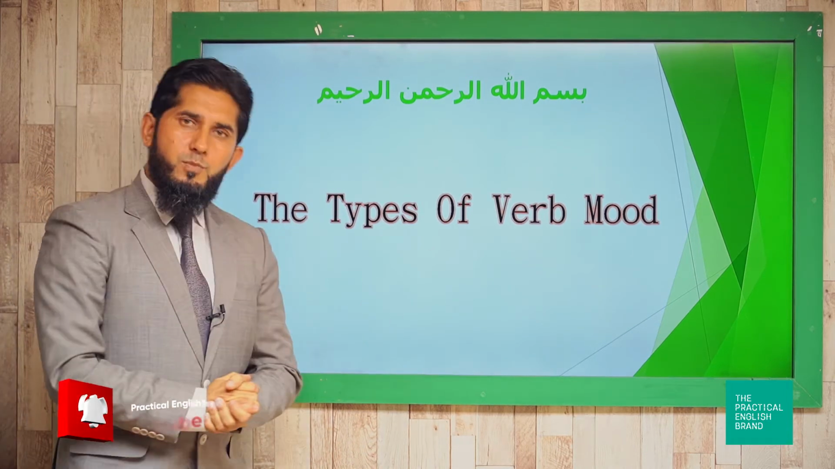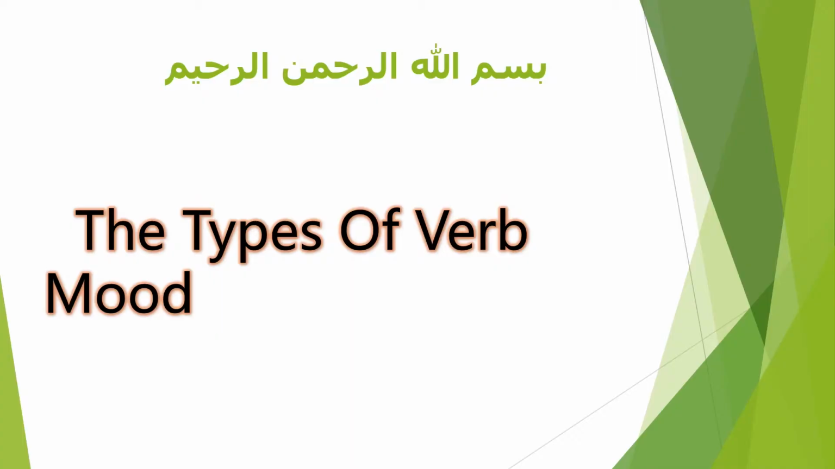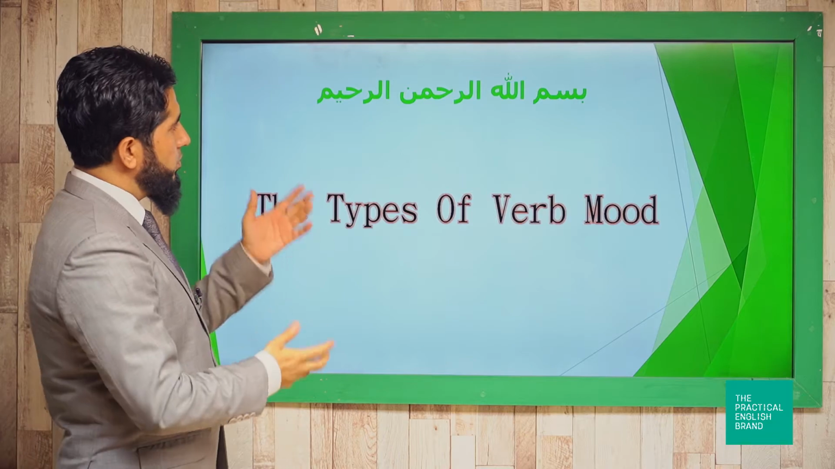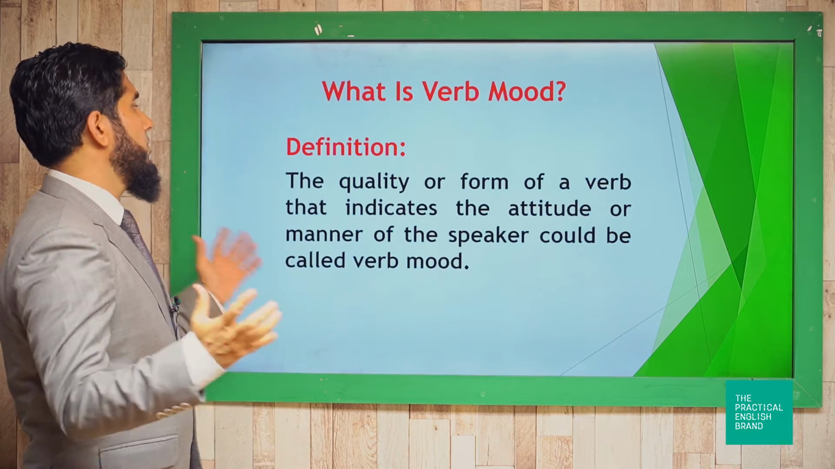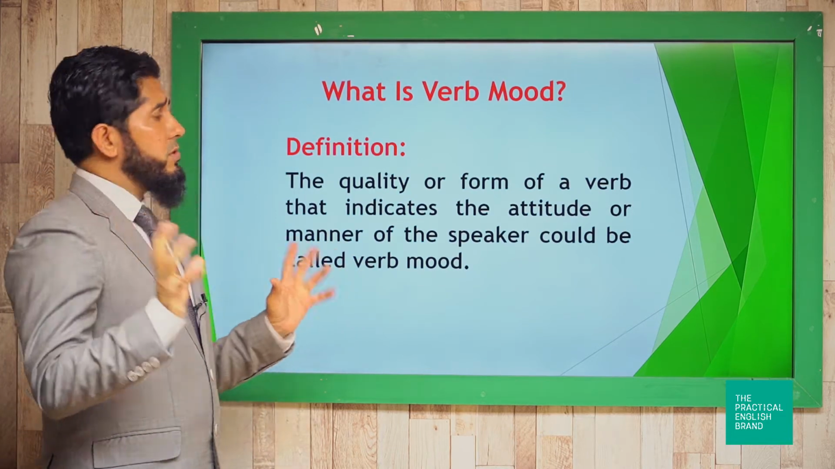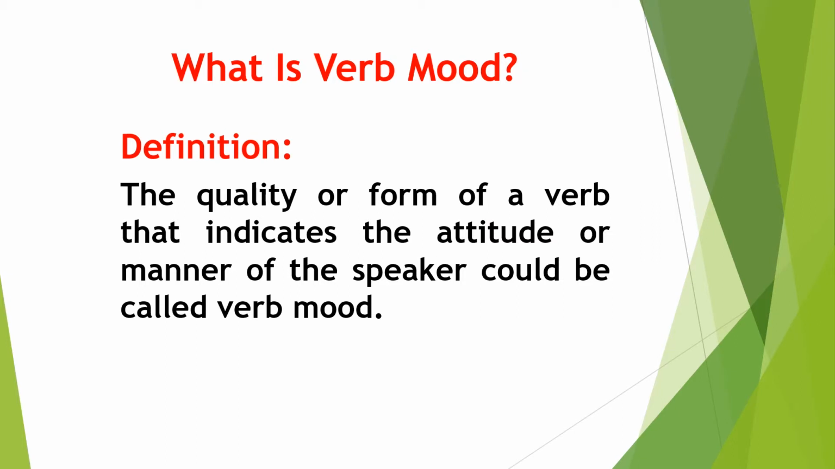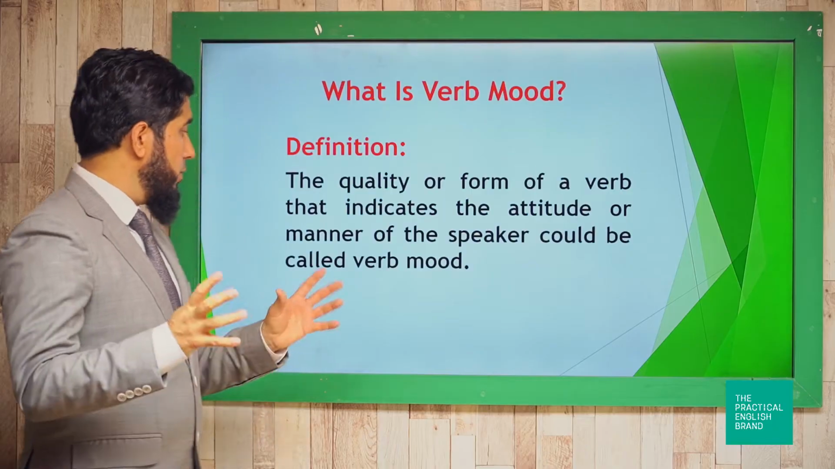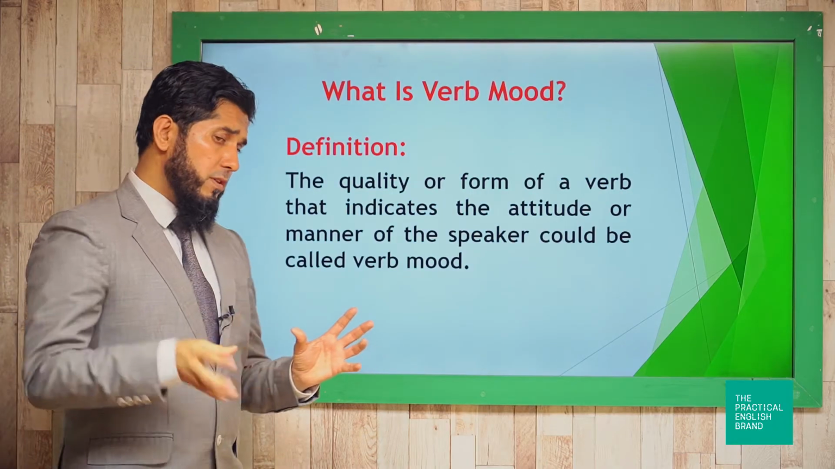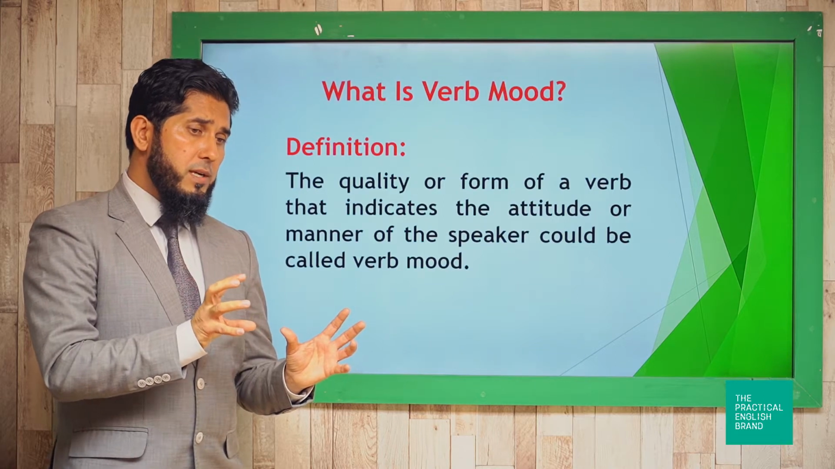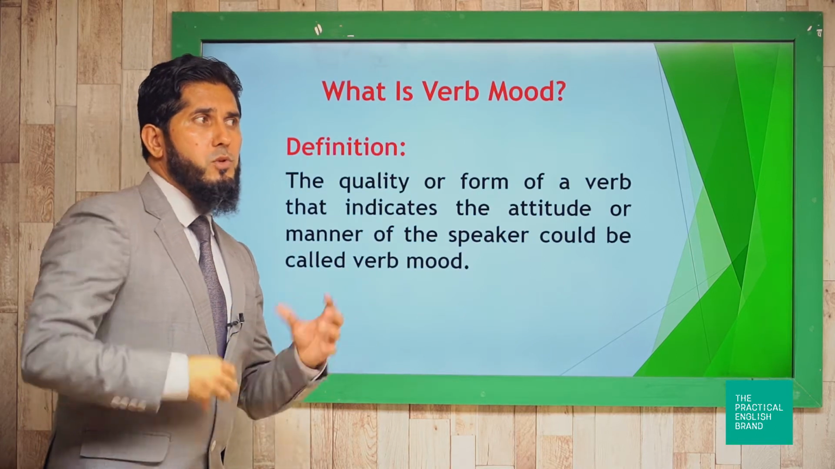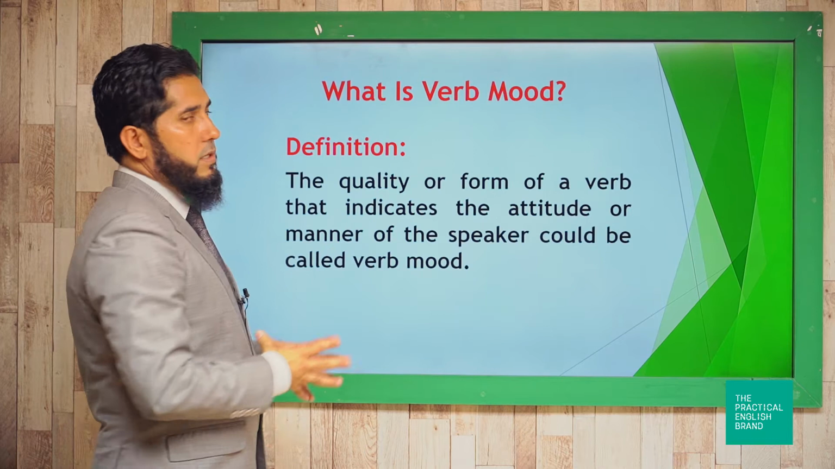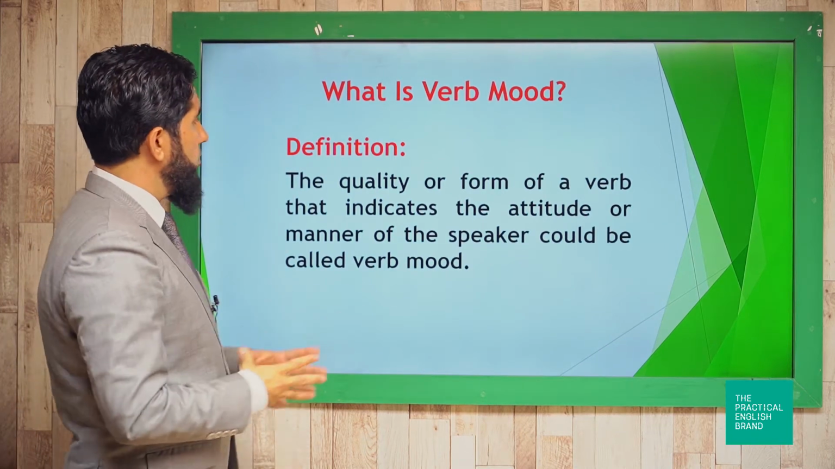So let's begin today's lesson regarding the types of verb mood in the English language with Bismillahir Rahmanir Rahim. First of all, what is the definition of verb mood? In simple words, the quality or form of a verb that indicates the attitude or manner of the speaker could be called verb mood. So when we say verb mood, we talk about the manner that the speaker is trying to show or indicate. That is the simple and standard definition of verb mood.